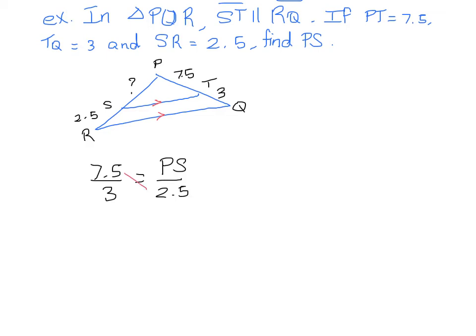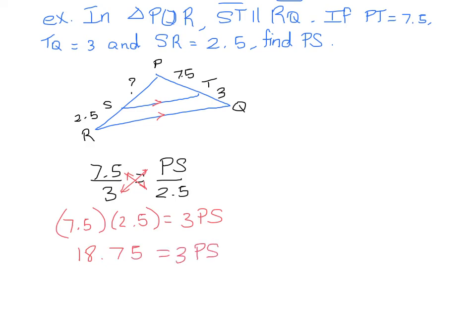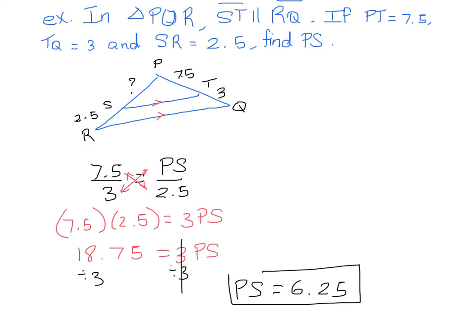Now we can go ahead and cross multiply, and on the left side we get that 7.5 times 2.5 is equal to 3 times PS. When you multiply 7.5 by 2.5, you get 18.75, which is equal to 3 times PS. Now we want to isolate that unknown, so we can go ahead and divide both sides by 3, so we can get rid of that, and we get that our side PS is equal to 6.25. Alright, and that's how the triangle proportionality theorem works.